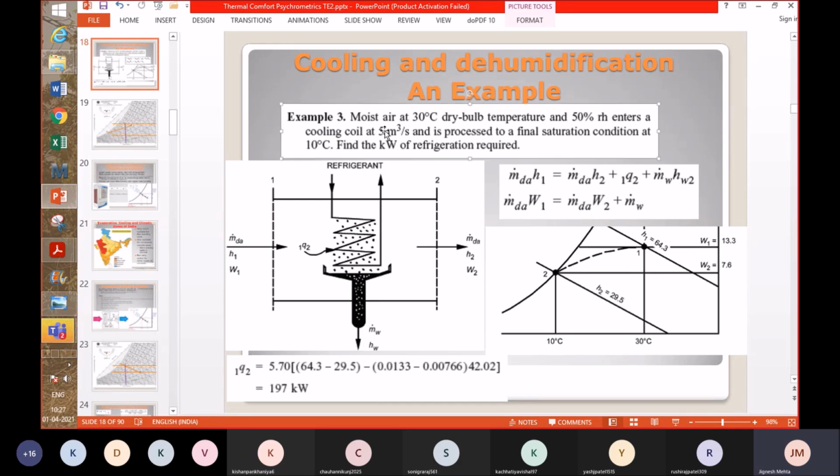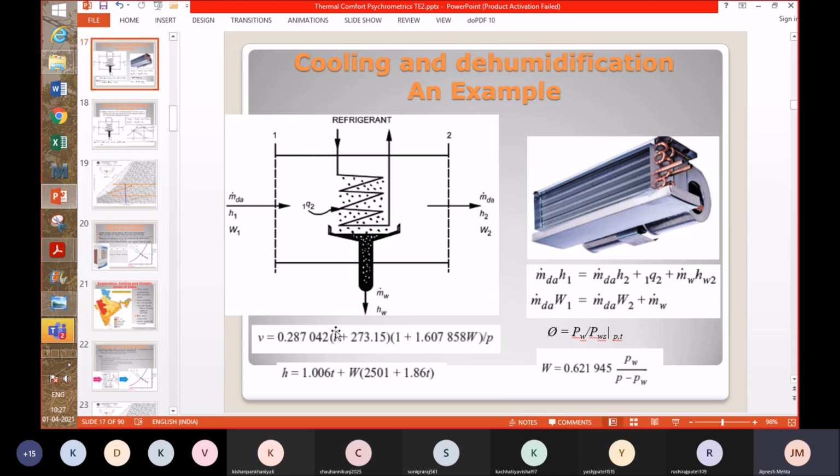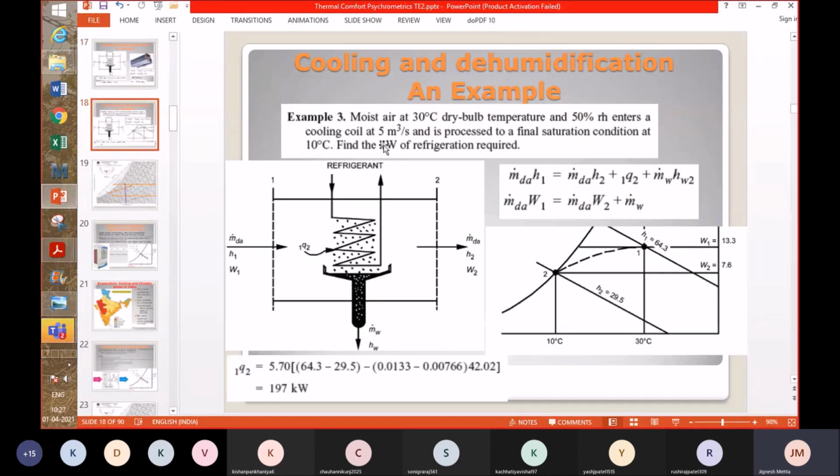What is given is the volume flow rate, 5 meter cube per second. So you have to divide that volume flow rate with the specific volume with the help of the formula that was shown in the previous slide, or you are already familiar with this formula. But then which condition will you take? Will you take the condition 1 for T and W, or you will take condition 2? Okay, so for that you may read the example again.